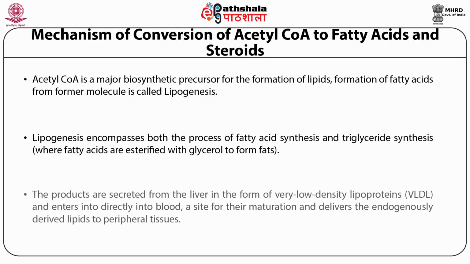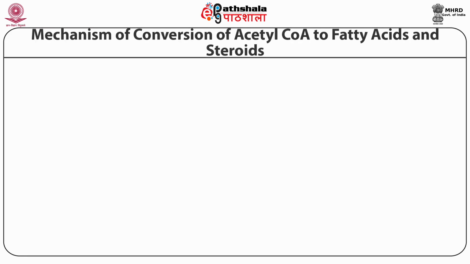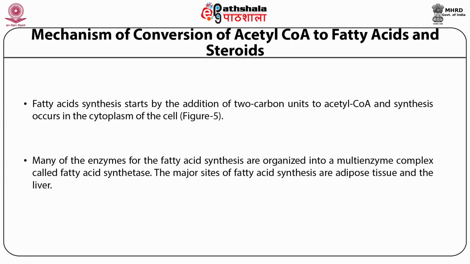The products are secreted from the liver in the form of very low density lipoproteins and enter directly into the blood, a site for their maturation, and deliver the endogenously derived lipid to peripheral tissue. Many of the enzymes for fatty acid synthesis are organized into multi-enzyme complexes called fatty acid synthetase. The major sites of fatty acid synthesis are adipose tissue and the liver.